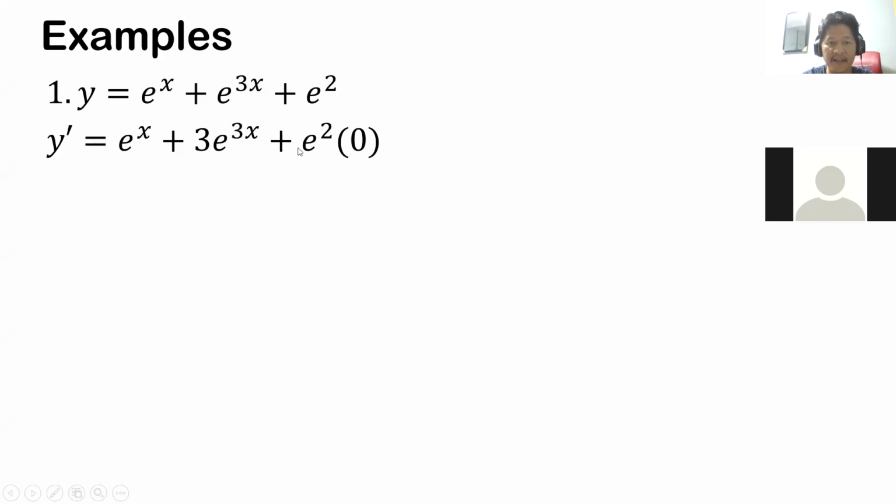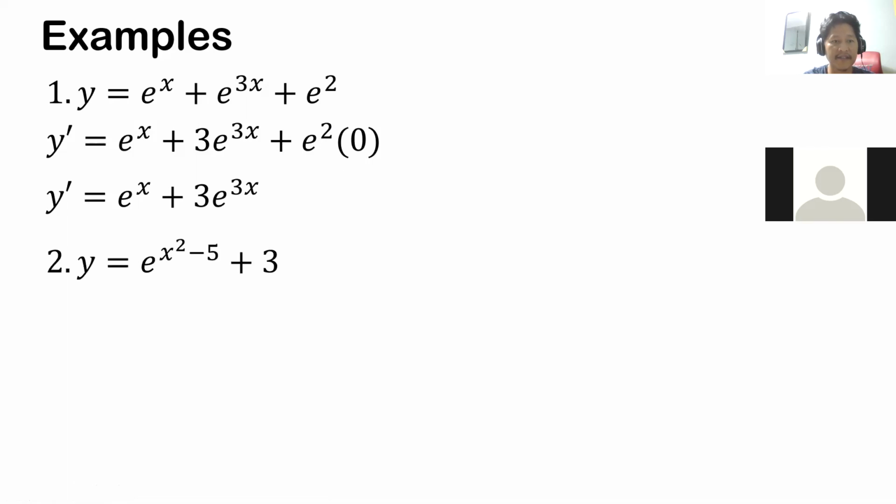Okay, and then you can also use the generalized formula for the e to the u. Nga lang, the derivative of 2 will just be 0, or simply we know this is e squared, which is constant, 0 na automatic yan. So that's why we have this. Any question? Okay, wala. So let's have the second example.